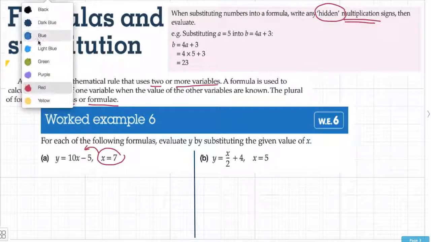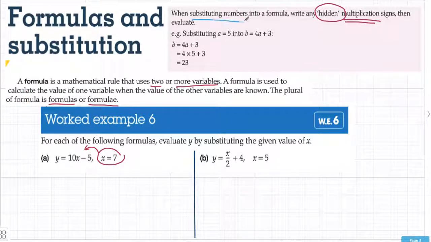So the first thing we need to do, you can see up here it says, when substituting numbers into a formula, write any hidden multiplication signs first. So we are going to write the formula out again. 10x means 10 times x minus 5. All right, so we've written out the formula. The next thing we're going to do is this thing called substitution. So I'm going to write the word substitute so I know that I'm doing it. Substitute x equals 7.